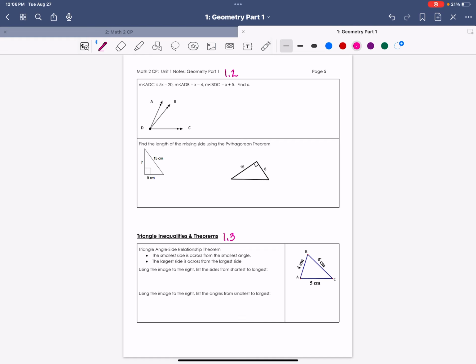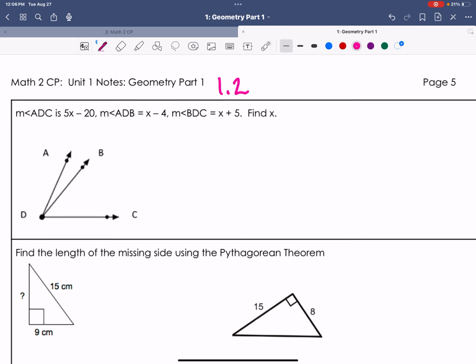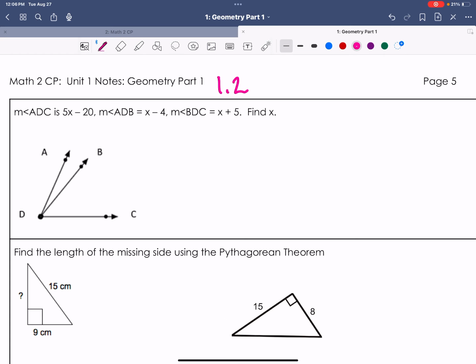And then here, you cannot assume it's a bisector because it does not say that, but we do know that ADC, the whole angle, is this, and I'll use my highlighter here. So we know this should equal 5x minus 20. And then it says ADB, which is this guy, is x minus 4. And then BDC, which is this guy, is x plus 5.